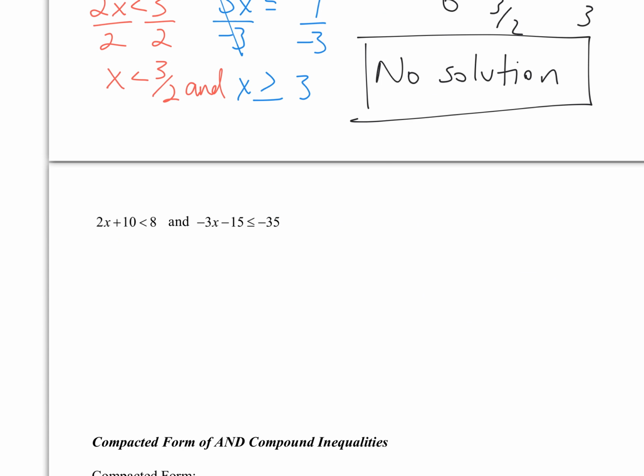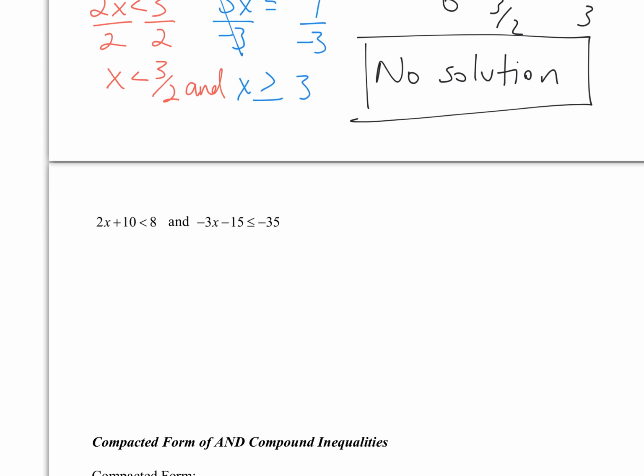For the last one in this section, we have another and inequality, so let's look at solving both of these separately. I'm going to go ahead and subtract the 10. 2x is less than -2. Divide by 2. x is less than -1. So there's our first value.